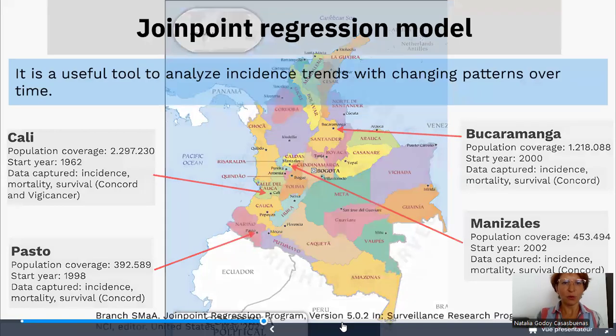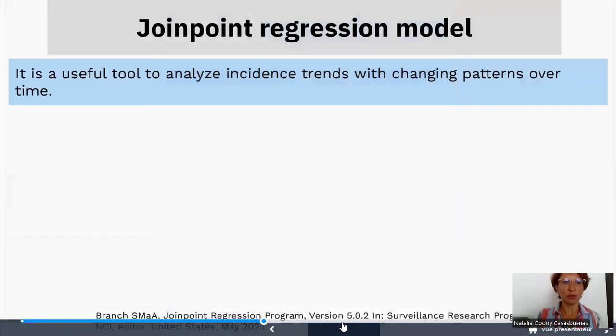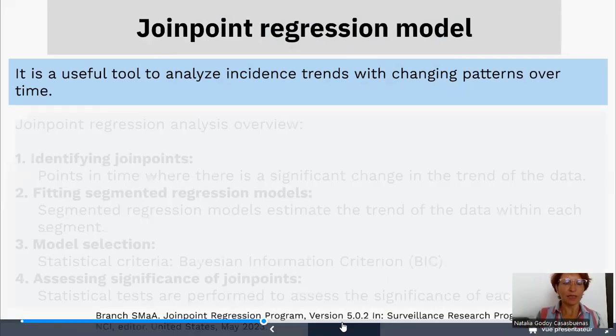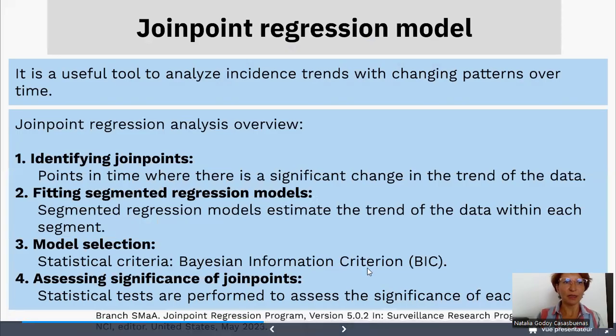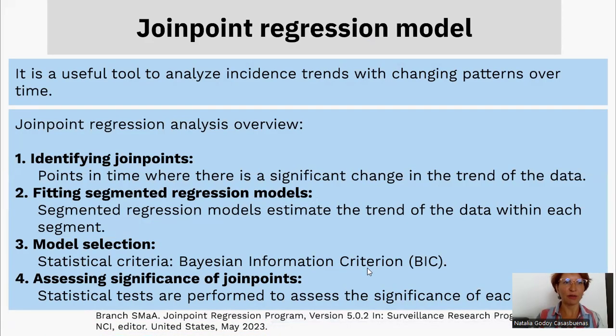So the first method we used is the joint point regression model, which is a useful tool to analyze incidence trends with changing patterns over time. It has 4 stages. First, identifying joint points. Second, fitting segmented regression model. Third comes the model selection, involving selecting the optimal number and location of joint points that best fit the data using a Bayesian information criterion. And finally, assessing the significance of joint points.